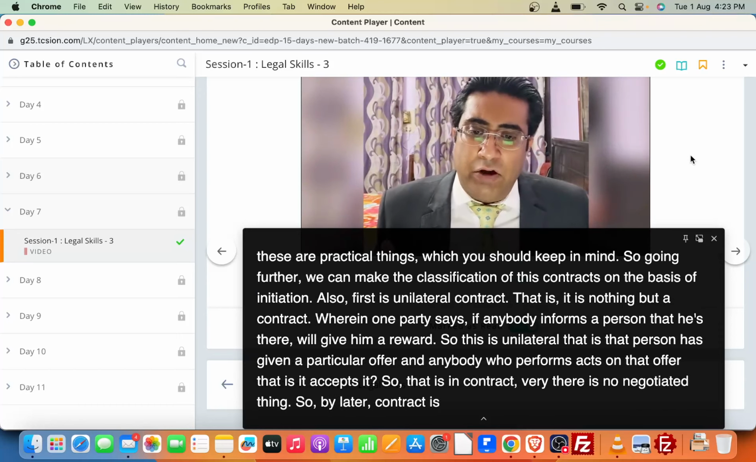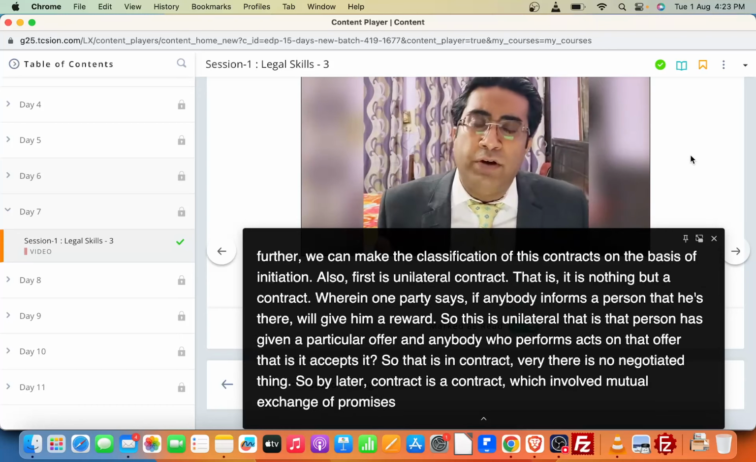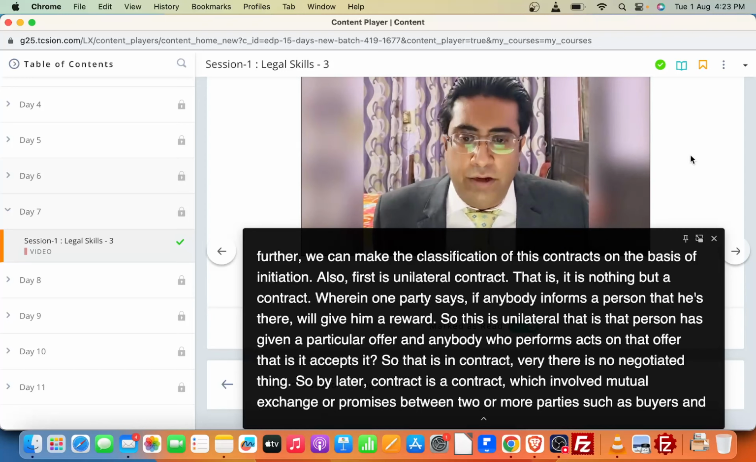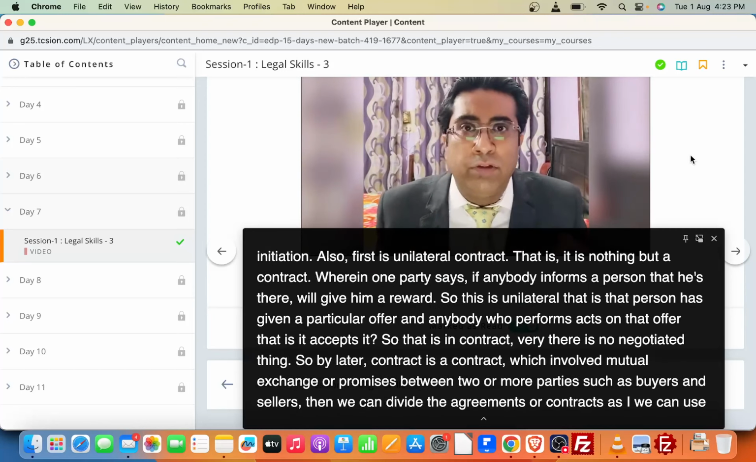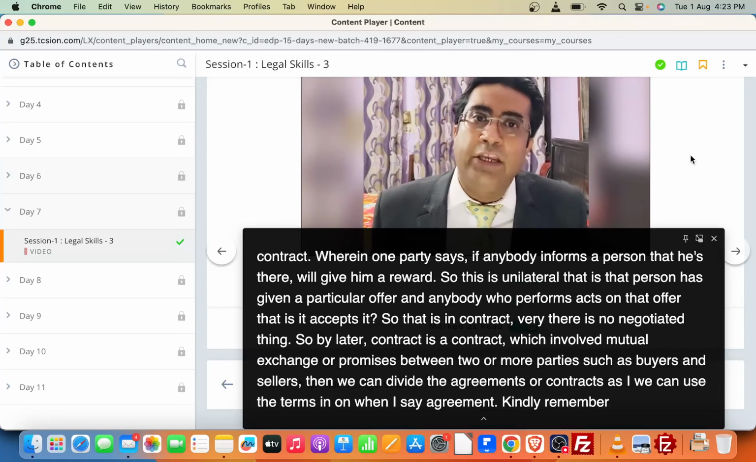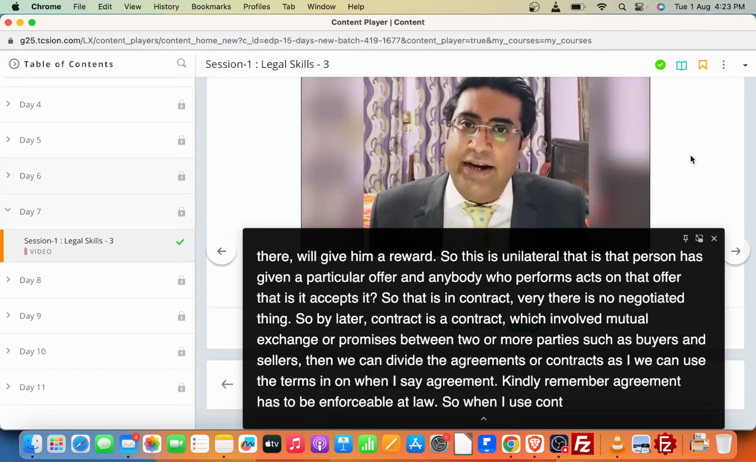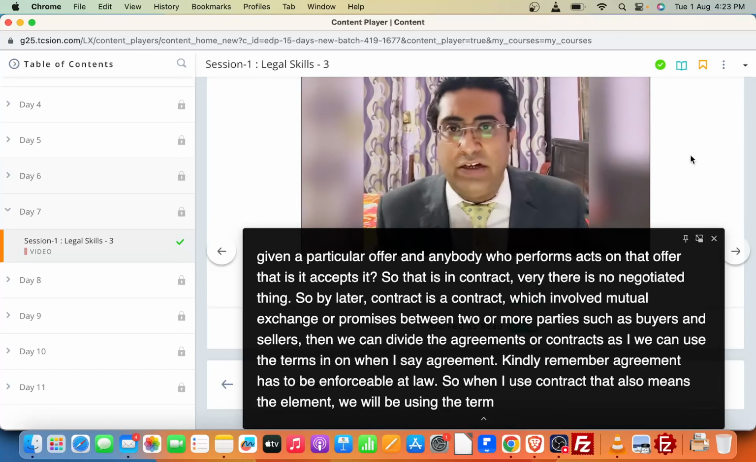A bilateral contract is a contract which involves a mutual exchange of promises between two or more parties, such as buyers and sellers. Then we can divide the agreements or contracts, as we can use the terms as synonyms. When I say agreement, kindly remember, an agreement has to be enforceable at law. So when I use contract, that also means the agreement. We will be using the terms interchangeably, right?